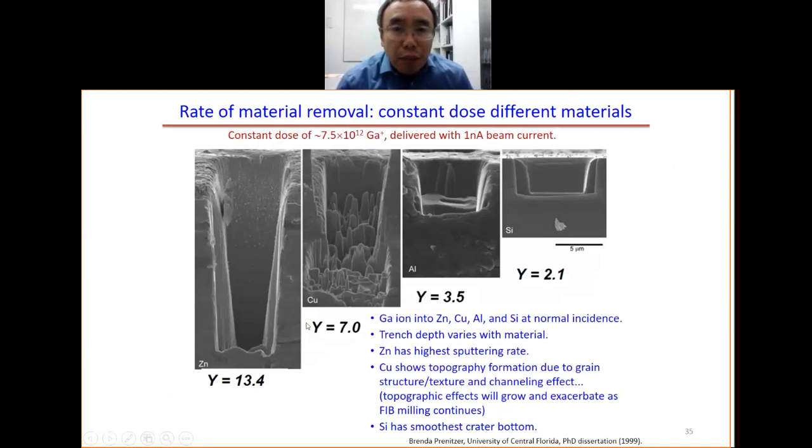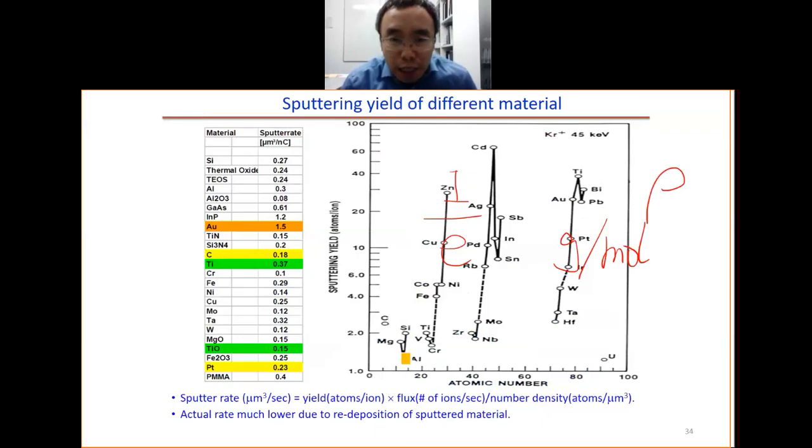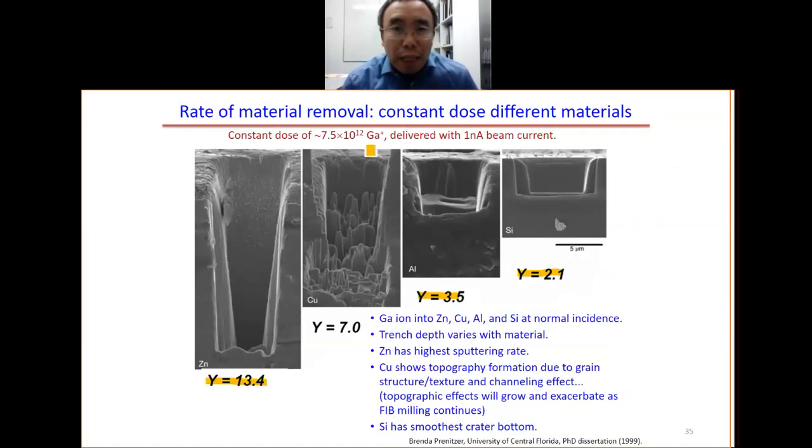Now here is the milling of different materials with a fixed dose. The dose is 7.5 times 10 to the power 12 gallium ions. You can see zinc has a higher sputtering yield, so it mills deeper. The copper yield is high, it mills to this depth. Aluminum and silicon: in this case aluminum has a higher yield than silicon. But from the earlier chart, it looked like aluminum has a lower yield than silicon. I think that chart is for the krypton ion, where aluminum mills slower than silicon. But for the gallium ion, aluminum mills faster than silicon.